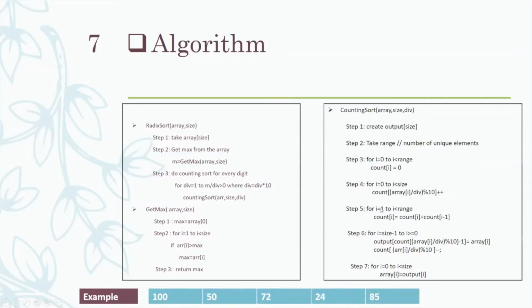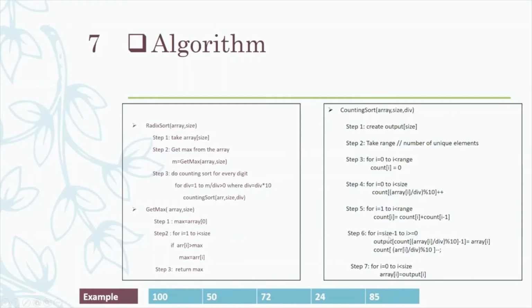And step 5, it will go 1 to range. Step 5 is used for the cumulative sum. Cumulative sum is the sum that stores the previous sum, count[i] plus count[i minus 1]. That means count[i] will store its previous value plus this value. Then step 6, the for loop will go size minus 1 to 0.